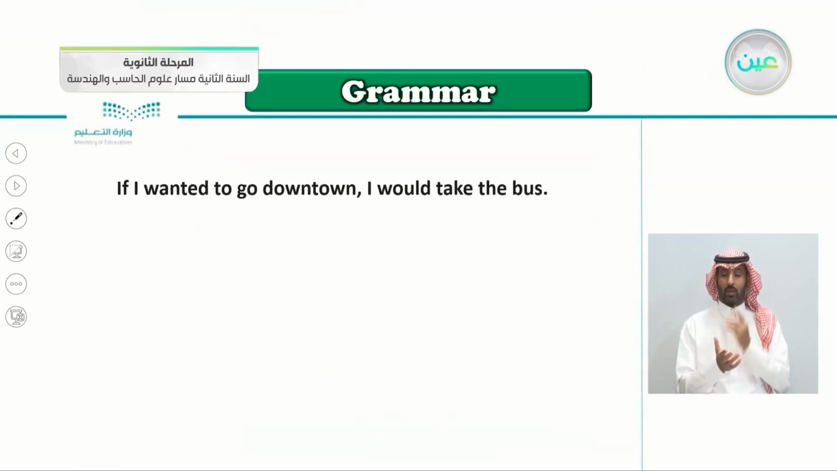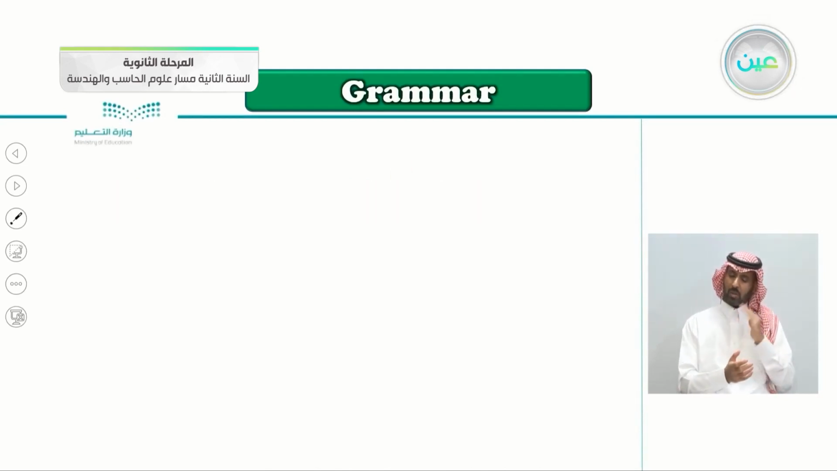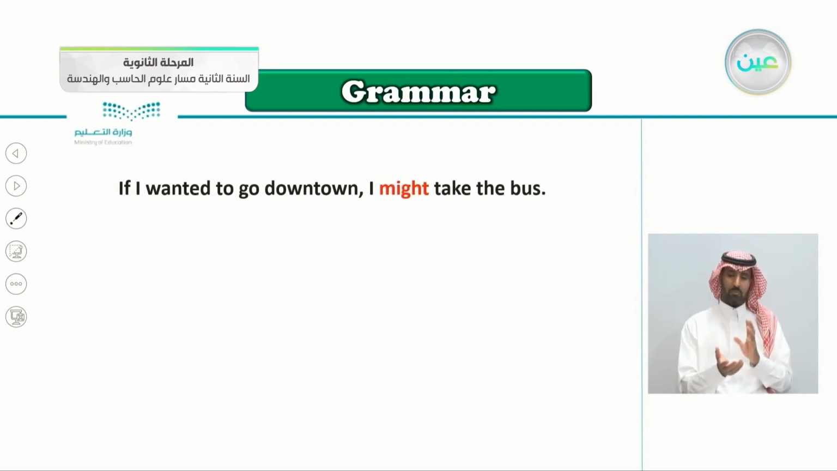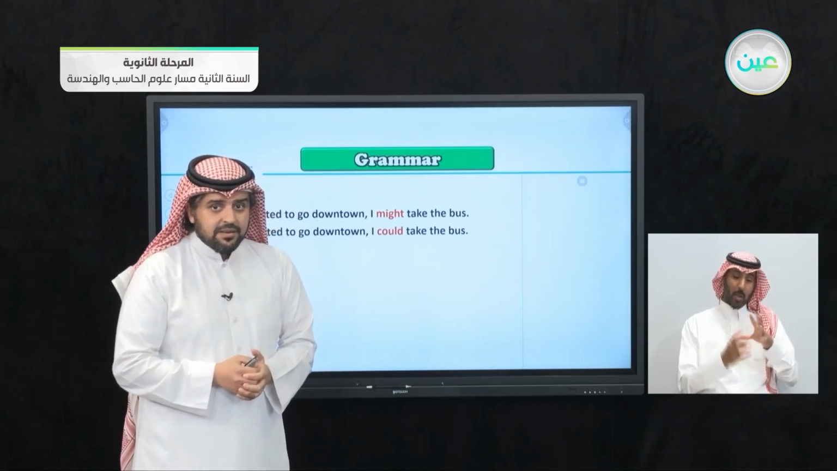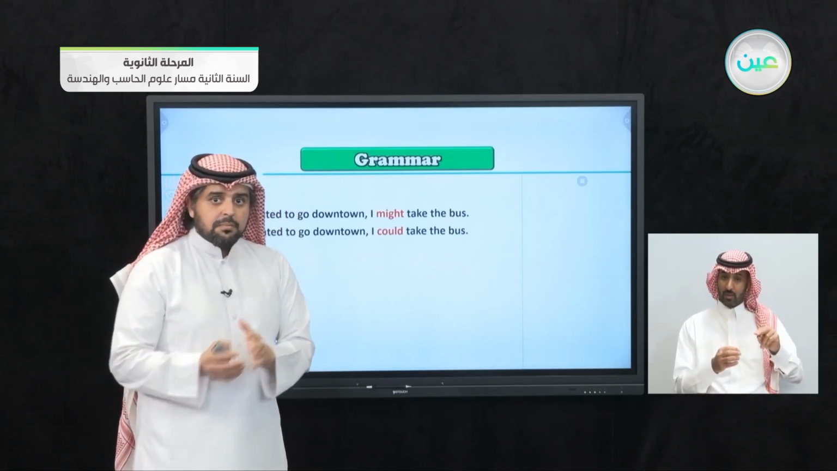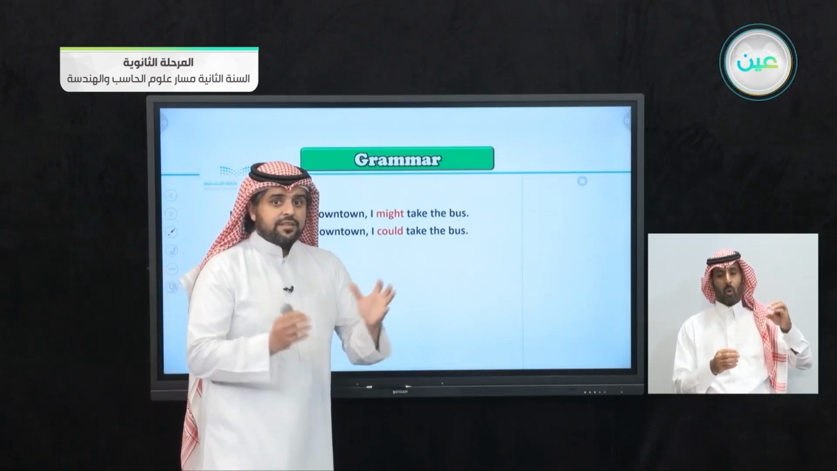This is again the sentence. If I wanted to go downtown, I would take the bus, and focus on the word would here, because if we change it here to might or to could, if I wanted to go downtown, I might take the bus. If I wanted to go downtown, I could take the bus. Is there any difference in the meaning here? Would, might, or could?